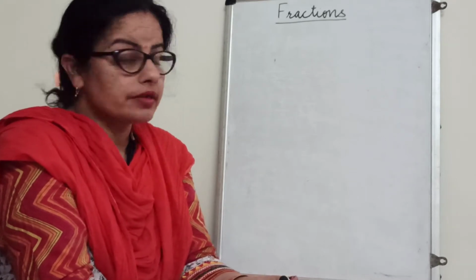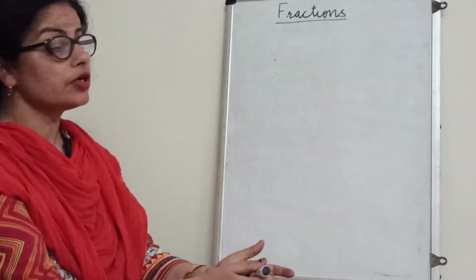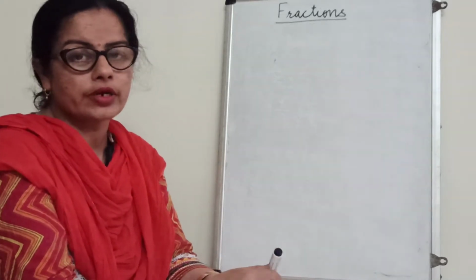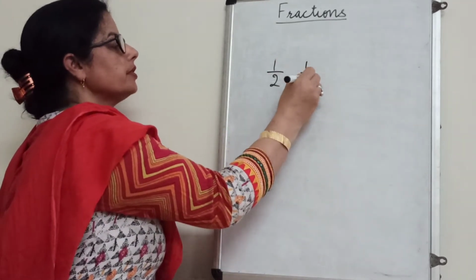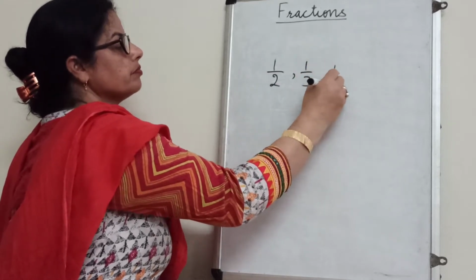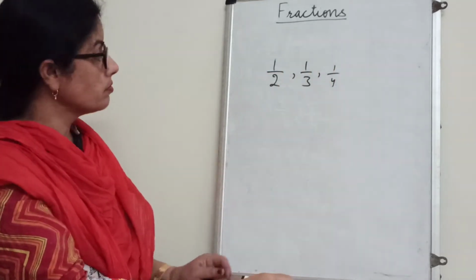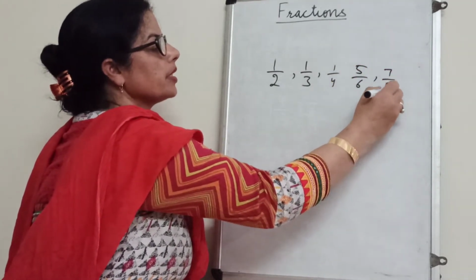This chapter we are starting. In this chapter we are taking first fractions. This word is not new for you. You have already studied about fractions like 1/2, 1/3. What is a fraction? A part of a whole. A part of a whole is called a fraction. These are all fractions, or 5/6, 7/8.